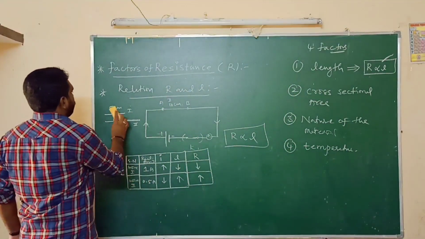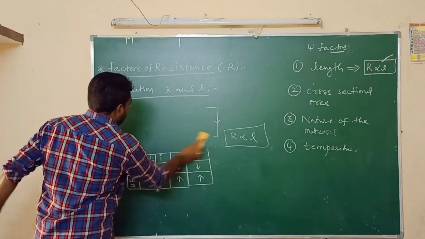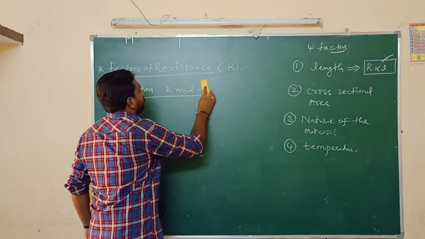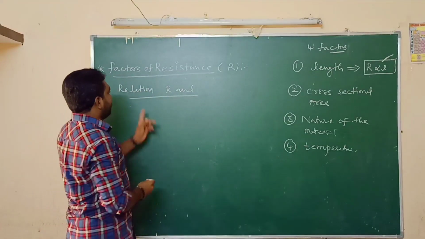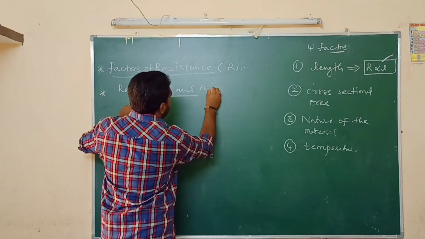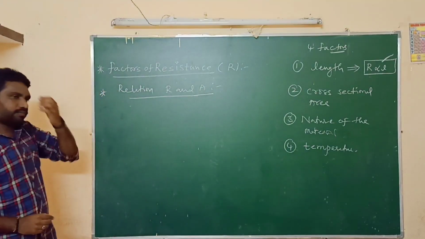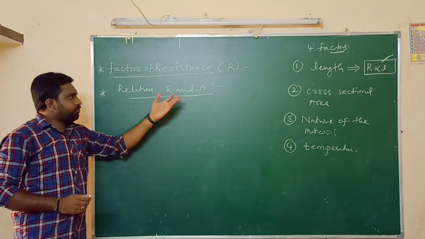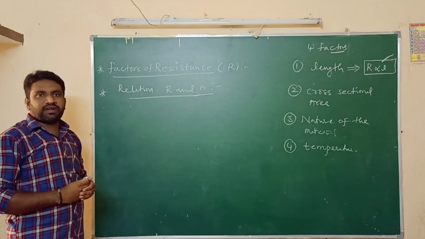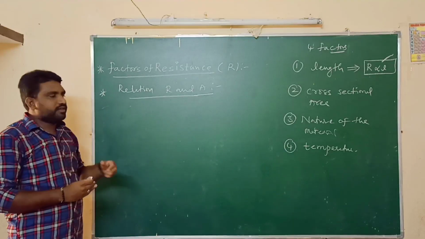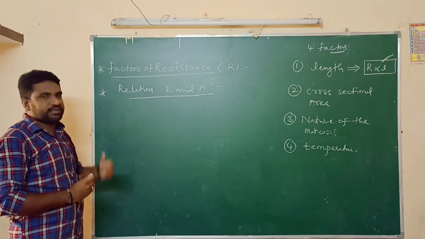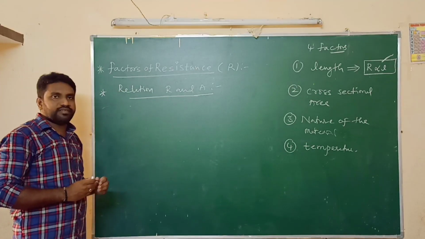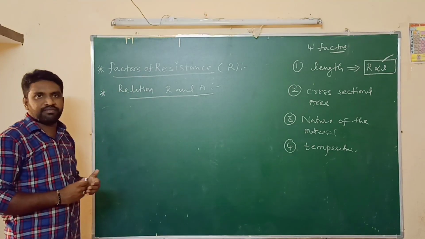Now I am going to explain the relation for the second factor: the relation between resistance of a conductor and cross sectional area. To study the relation between resistance and cross sectional area of the conductor, we have to repeat the same thing as we learned in the previous activity. First of all, we need to change the wires we considered in the previous activity.